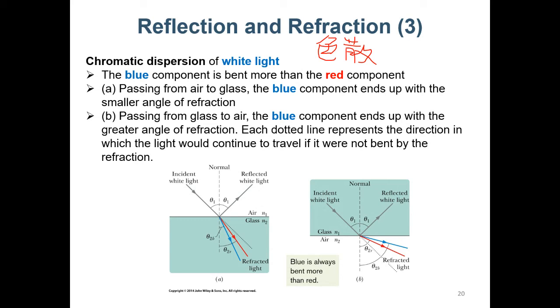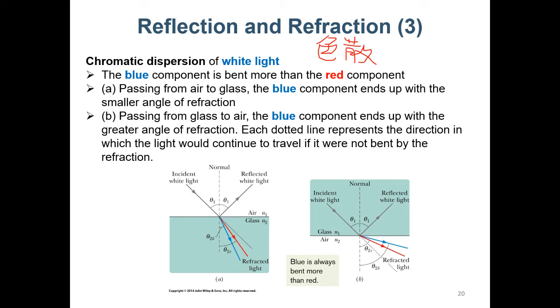So passing from the air to glass, the blue component ends up with the smaller angle of refraction. So passing from the glass to the air, the blue component ends up with the greater angle of refraction. So each dotted line represents the direction in which the light would continue to travel if it were not bent by the refraction. So which means that, suppose the incident is a white light, it consists of different types of light with different frequency or wavelength.